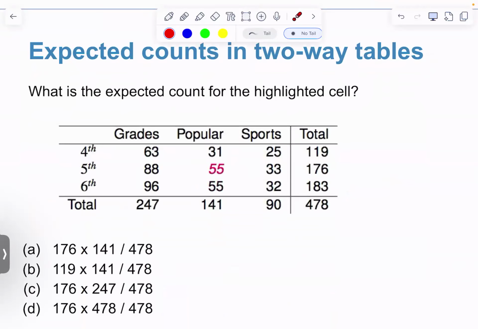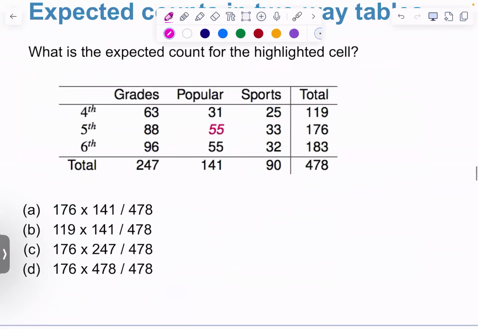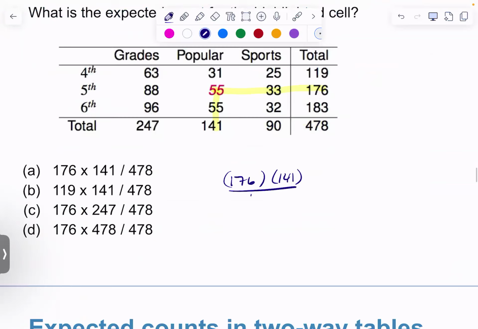What's the expected count for the highlighted cell? That's going to be the row total, 176, times 141, the column total, divided by 478. See if I can find that on here. Looks like it should be this one. Oh, nice try, Emily. Did I get it? 176 times 141 divided by 478. Yeah. Good.